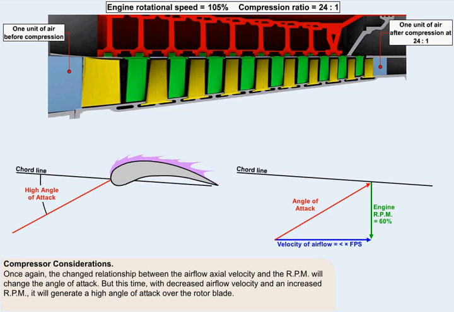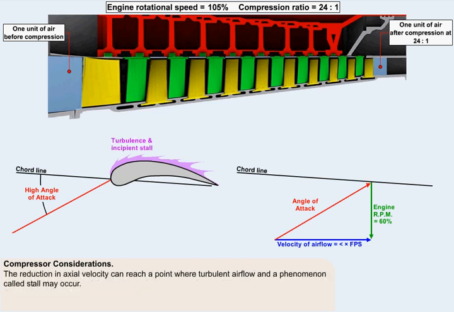Once again, the changed relationship between the airflow axial velocity and the RPM will change the angle of attack. But this time, with decreased airflow velocity and an increased RPM, it will generate a high angle of attack over the rotor blade. The reduction in axial velocity happens throughout the compressor. The reduction in axial velocity can reach a point where turbulent airflow and a phenomenon called stall may occur.